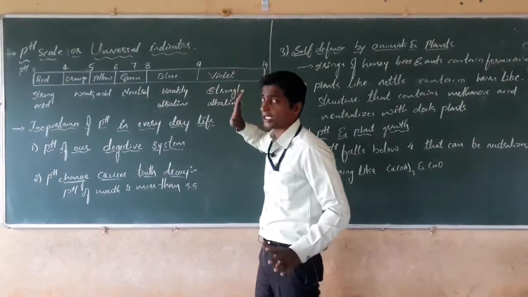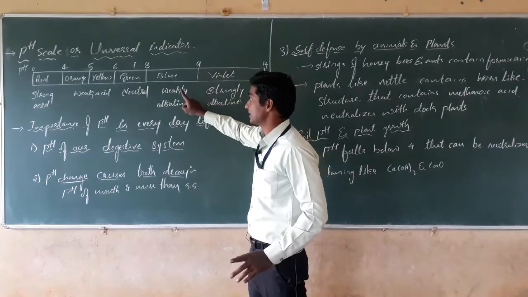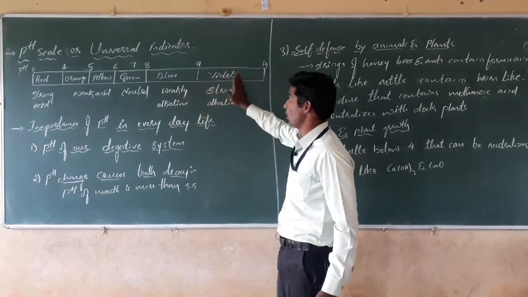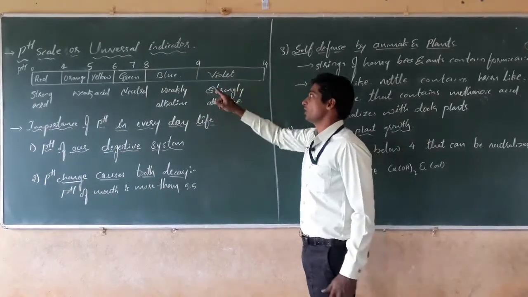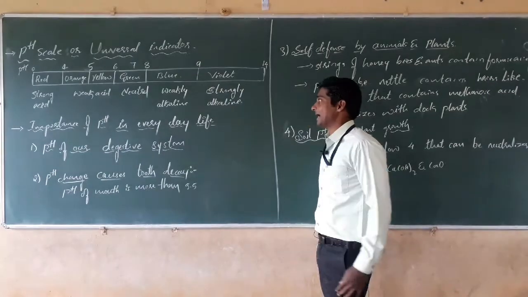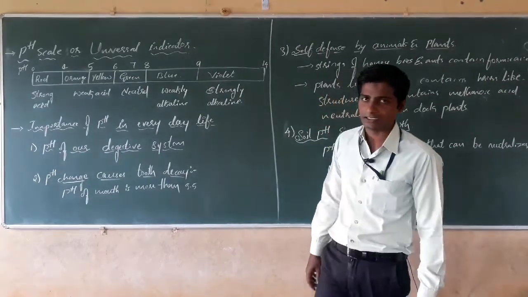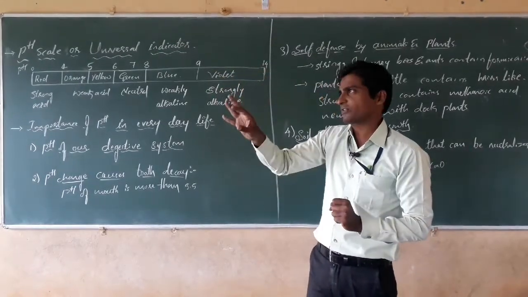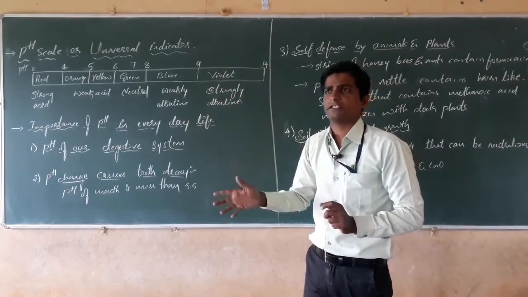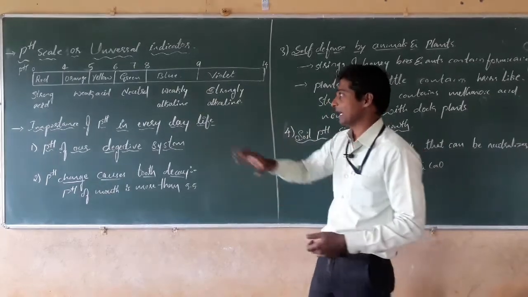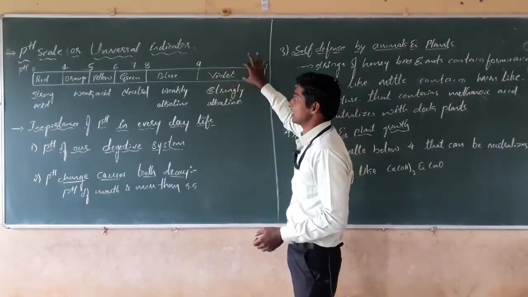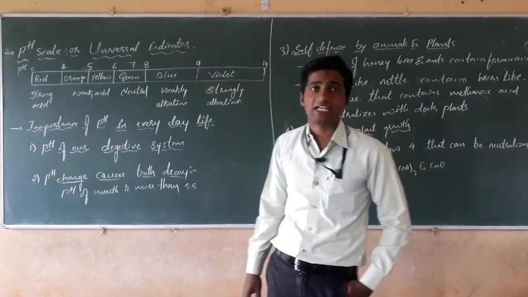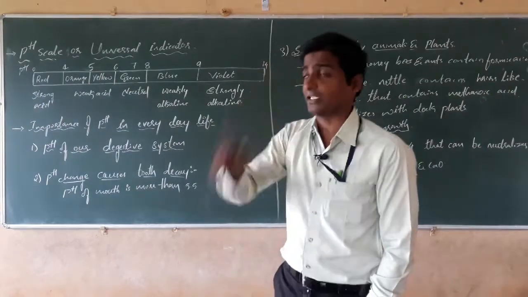If it gives blue color on the pH paper, then we can say that the solution is weakly alkaline. If a solution gives violet color, then we can say that the solution is a strong alkali. Based on the colors formed on the pH paper, we can say whether the acid or base is strong or weak. In that way, a single paper strip is used for identifying the strength of acids. That's why it is called the universal indicator.